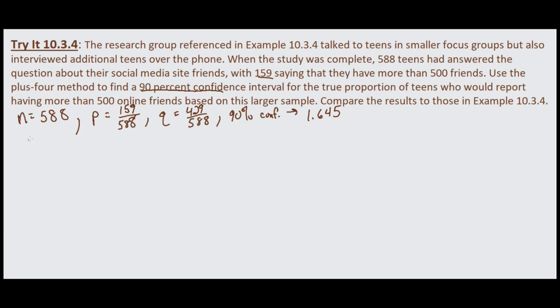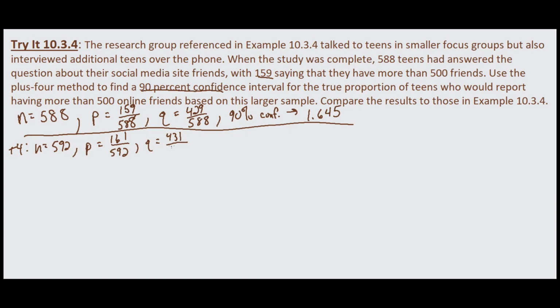Now we're told to use the +4 method. So what that means is, with the +4 method, we're going to have N equals 592. P equals 159 plus 2, which is 161 out of 592. Q is going to equal 429 plus 2, which is 431 out of 592. And our confidence level is still going to be the same.